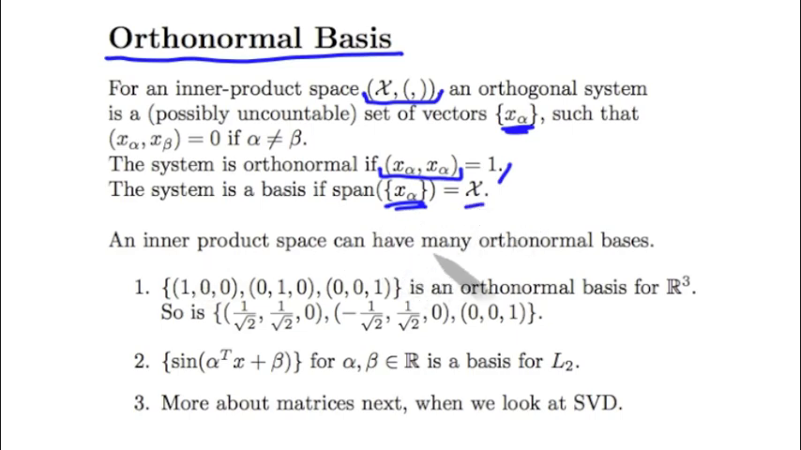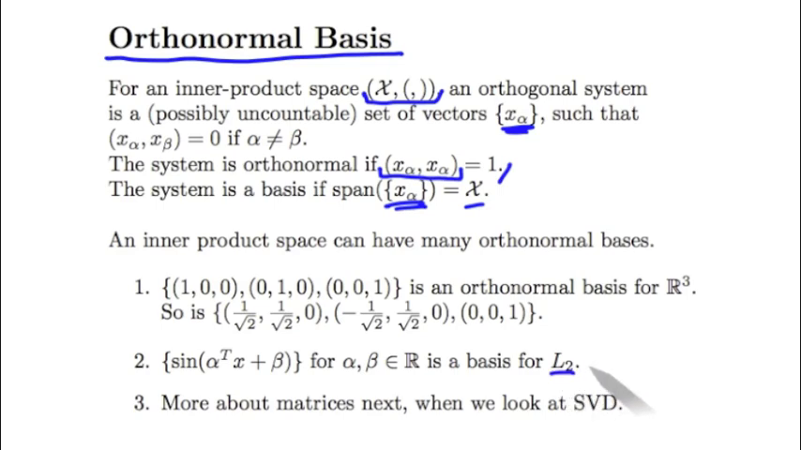Now, an inner product space can have many different orthonormal bases. So for example, for R3, when given the usual Euclidean inner product, (1, 0, 0), (0, 1, 0), and (0, 0, 1) form an orthonormal basis. You can easily make out that they're orthogonal to each other and they're unit norm and that they span R3. But here's a different orthonormal basis. It's (1 by root 2, 1 by root 2, 0), (minus 1 by root 2, 1 by root 2, 0), and (0, 0, 1). And you can again verify the same properties hold, that they're orthogonal, unit norm, and that they span R3.